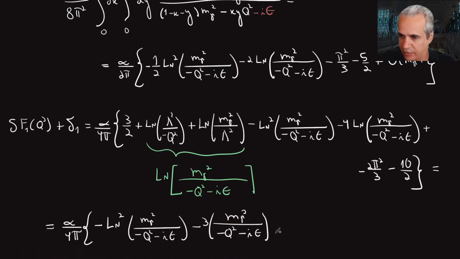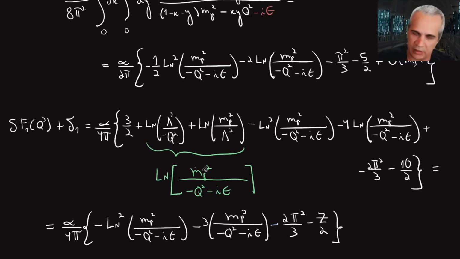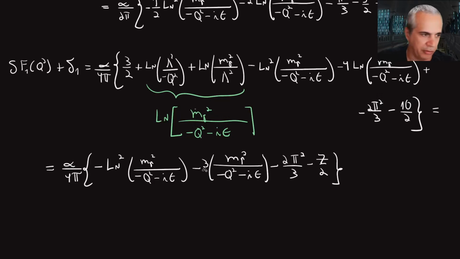I can also add all the numerical factors and get just minus 2 pi square over 3. And then this 10 halves with this 3 halves becomes minus 7 halves. And that's that sum. Now taking epsilon to 0, I have to remind myself that the limit of epsilon going to 0 of the log of minus q square minus I epsilon.